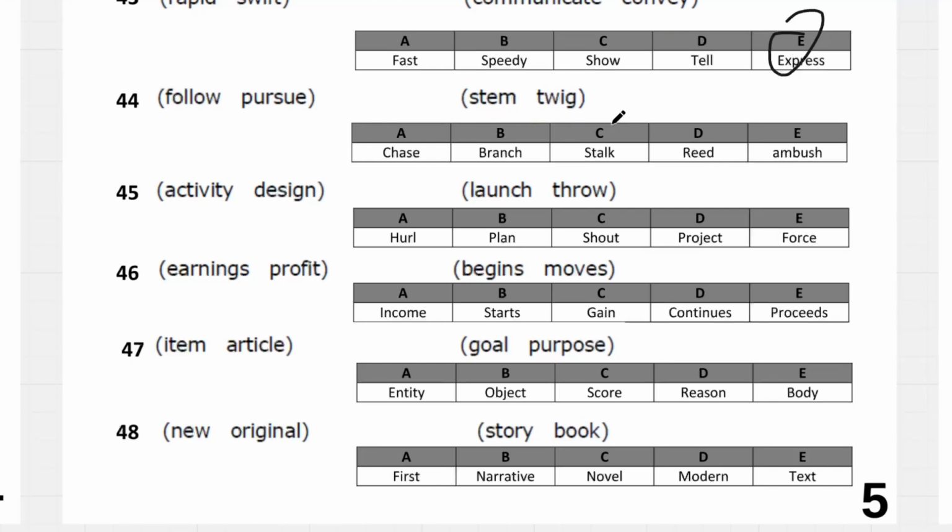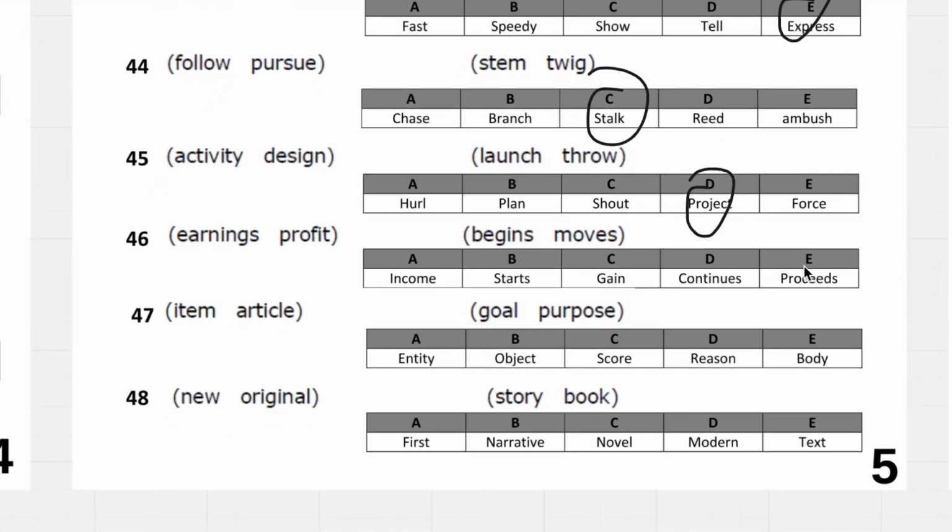we're going to have something like stalk, because if you stalk someone, you follow them, you can get stalks coming off from plants. 45, activity design, we can have project. A project, or if you project something, if you project a rock, or your voice, you're launching that voice or that rock. 46, we're gonna get proceeds, or proceeds go to charity, or you can proceed to do something.